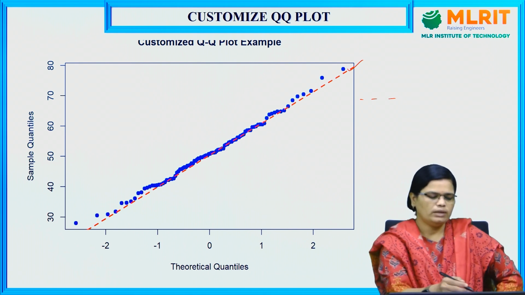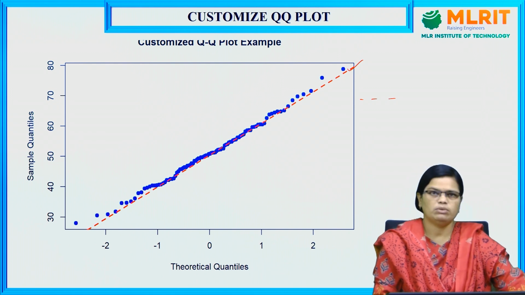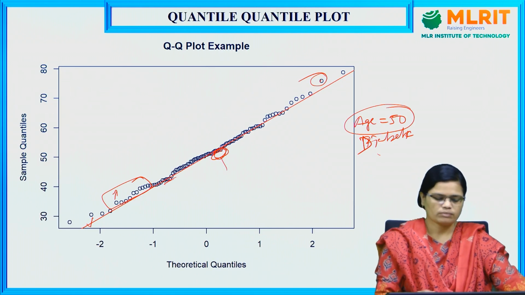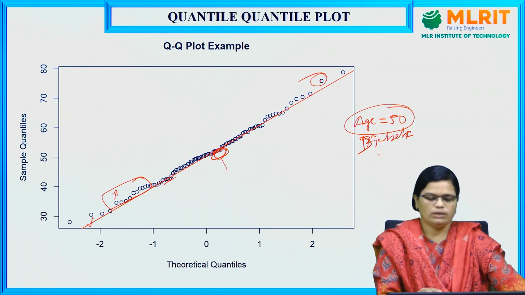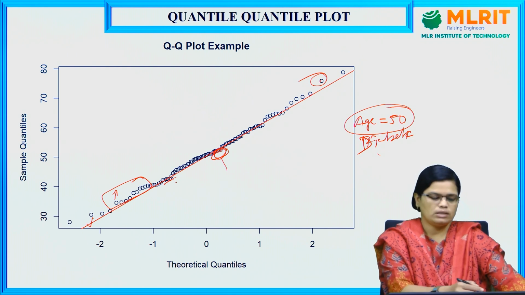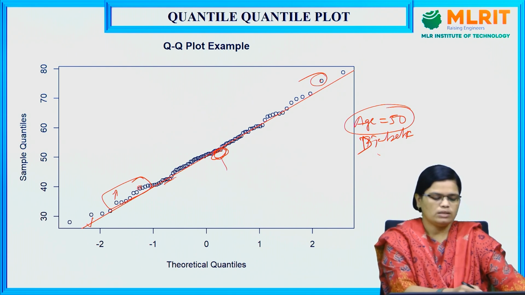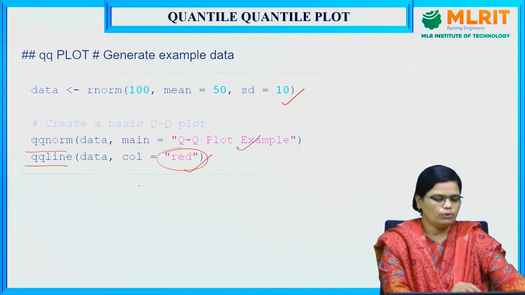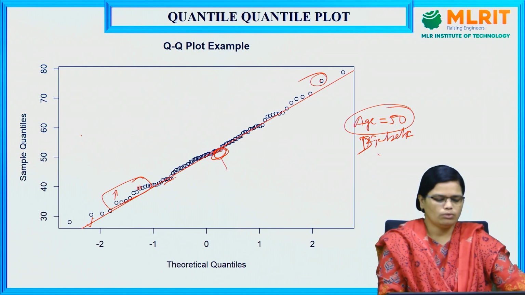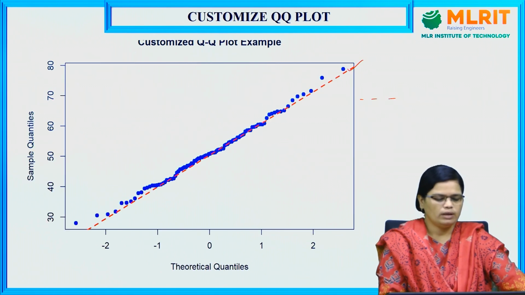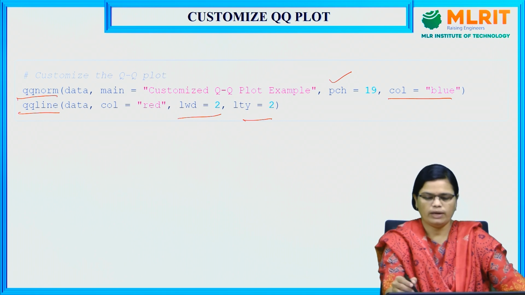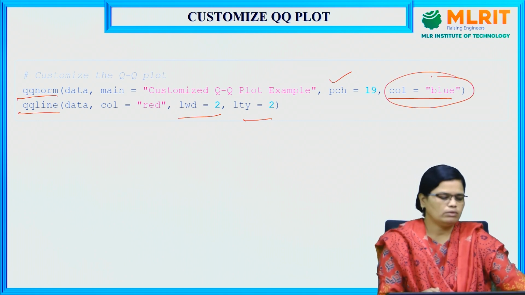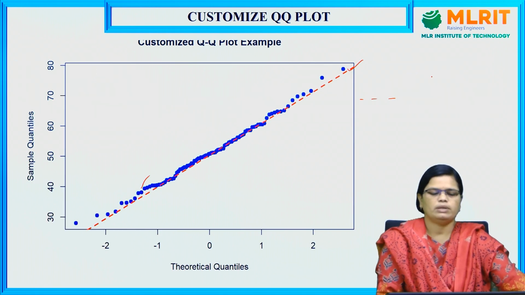Look here, just observe the difference between the first one and the second one. In the first one, we don't have the color assigned to the QQ norm, so no color is displayed. Here, look, we have assigned the blue color. So in the visualization, it will display the blue color.